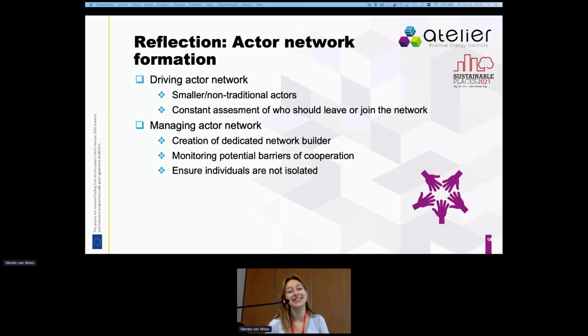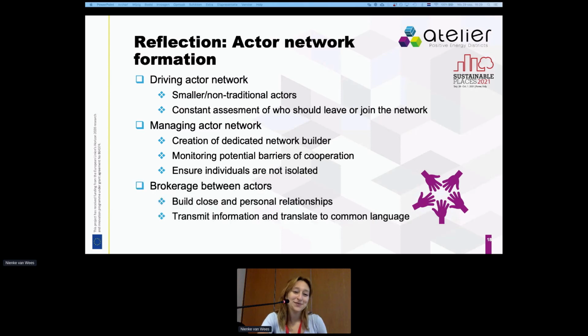And I think that's what we're going to talk about right now. Oh, I have one more, I'm sorry. The brokerage between actors, of course, builds close and personal relationships, transmits information and translates to a common language that everybody understands. So even technological actors and social actors should at least understand each other and communicate on the same level. So check.